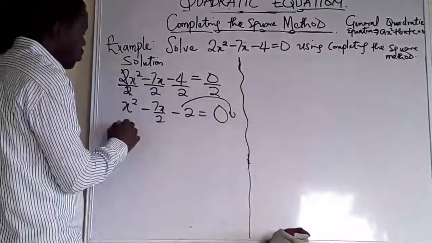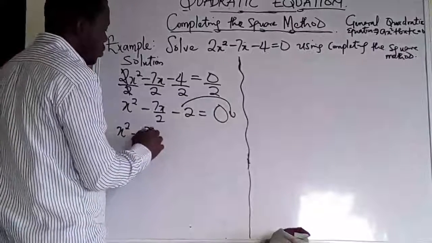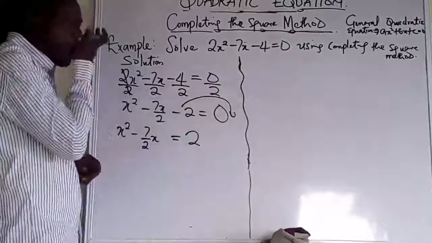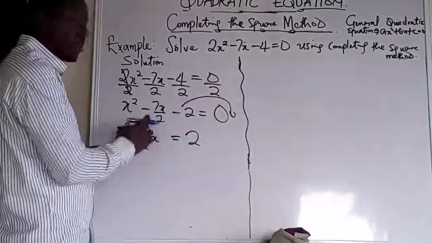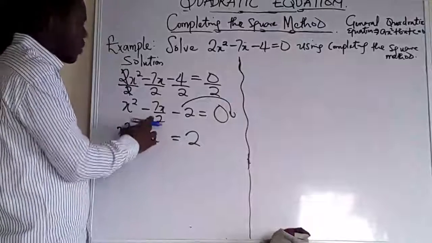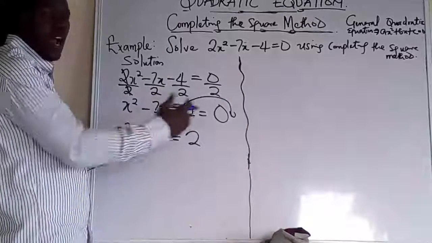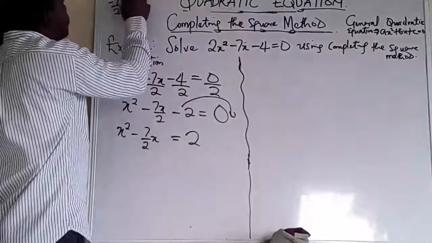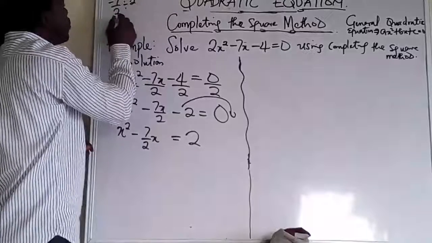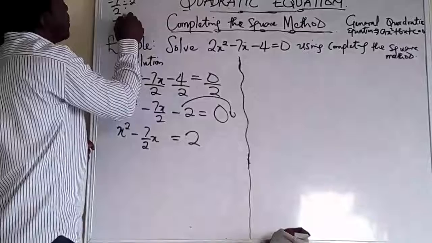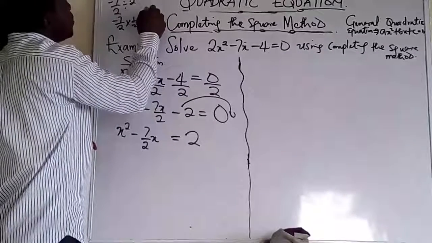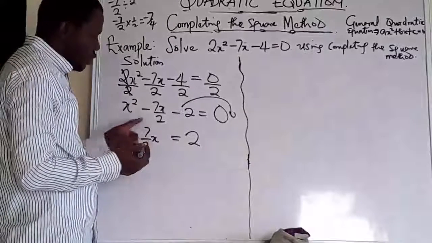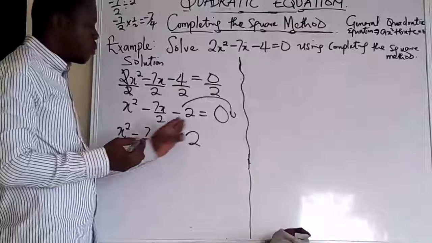So we have x squared minus 7 over 2x equal to 2. When we move this one here, it turns to 2. The next thing we have to do is divide this coefficient, 7 over 2, by 2. So when we divide minus 7 over 2 by 2, we change it to multiplication: minus 7 over 2 times 1 over 2. So what we have is minus 7 over 4. We then square it and add it to both sides.